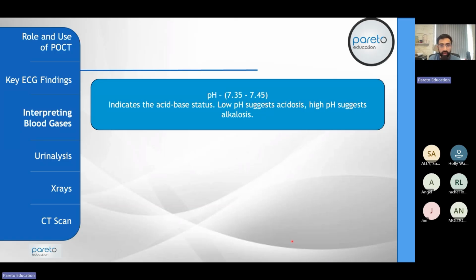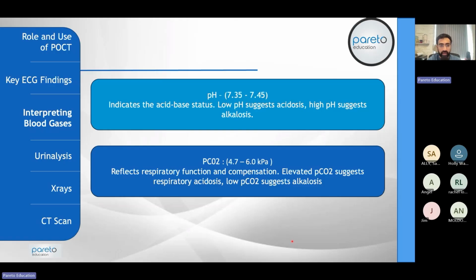The next important parameter is PCO2, which is normally between 4.7 and 6. And that tells us what the respiratory function is like. So for example, elevated PCO2 normally tells us that there must be a problem with breathing, whereby the patient is retaining CO2, which is, of course, contrary to what it should be doing. And therefore, this can suggest some form of pathology.